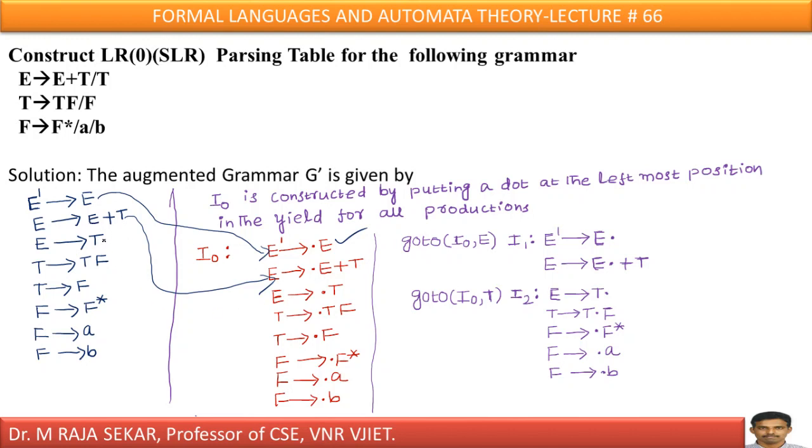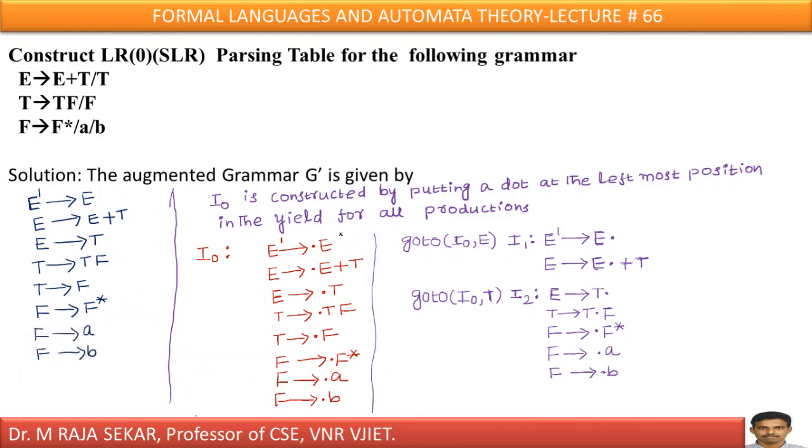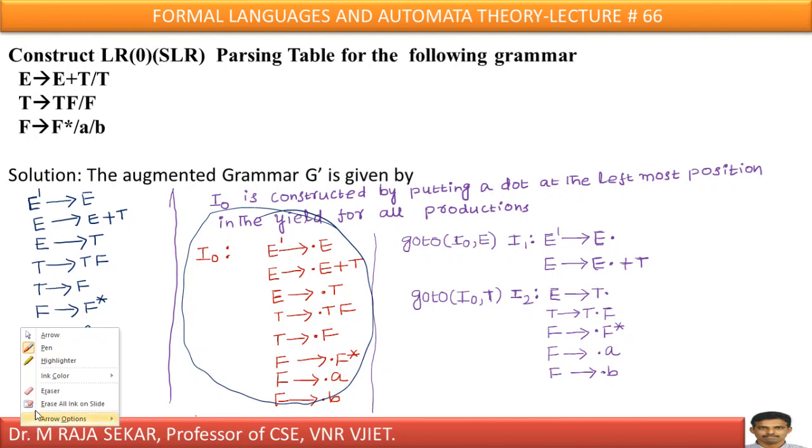In a similar manner, I am writing all the other productions. E goes to dot T, T goes to dot TF, T goes to dot F, F goes to dot F star, F goes to dot A, F goes to dot B. I am keeping the dot in front of the first symbol on the right hand side of each production. I think you can understand. This is known as I0. All these productions can be treated as I0 productions.